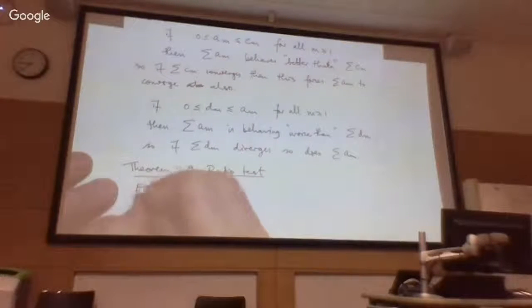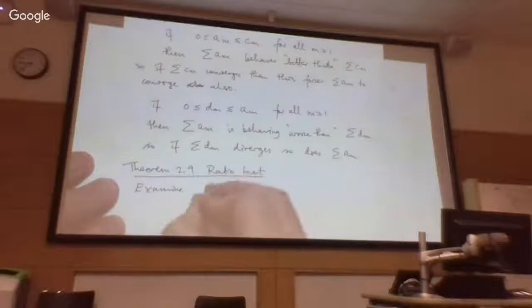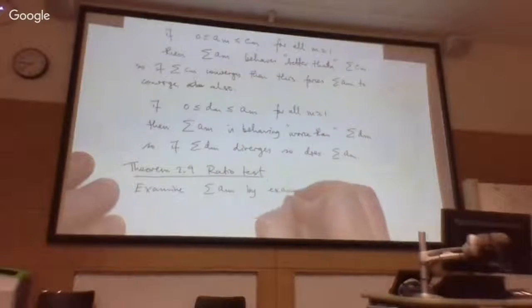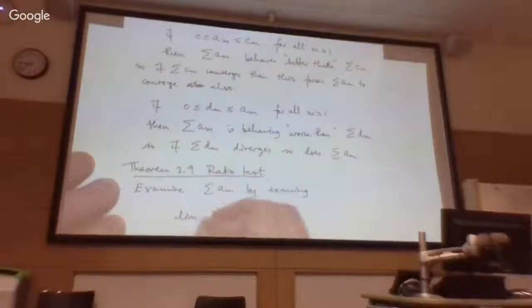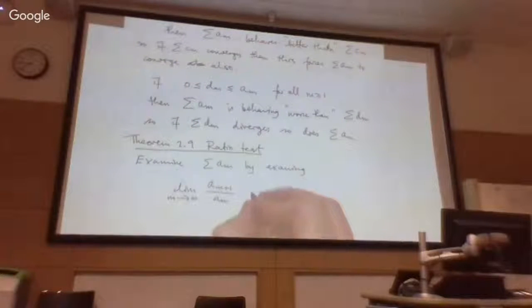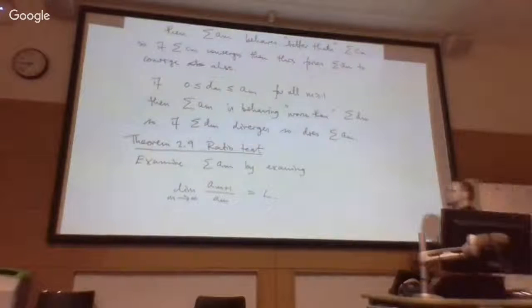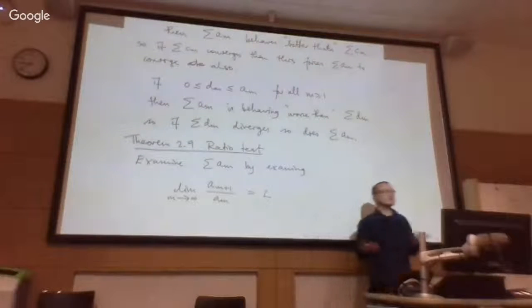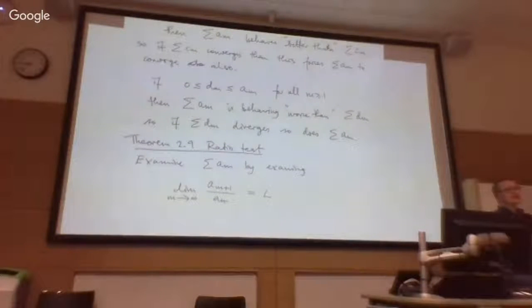Here we examine our infinite series by examining the limit of the ratio of one term to another one. Look at that limit as m goes to infinity. If the sequence of ratios of neighboring terms, a_{m+1} divided by a_m, is convergent, then the value of L tells you what the series is doing.